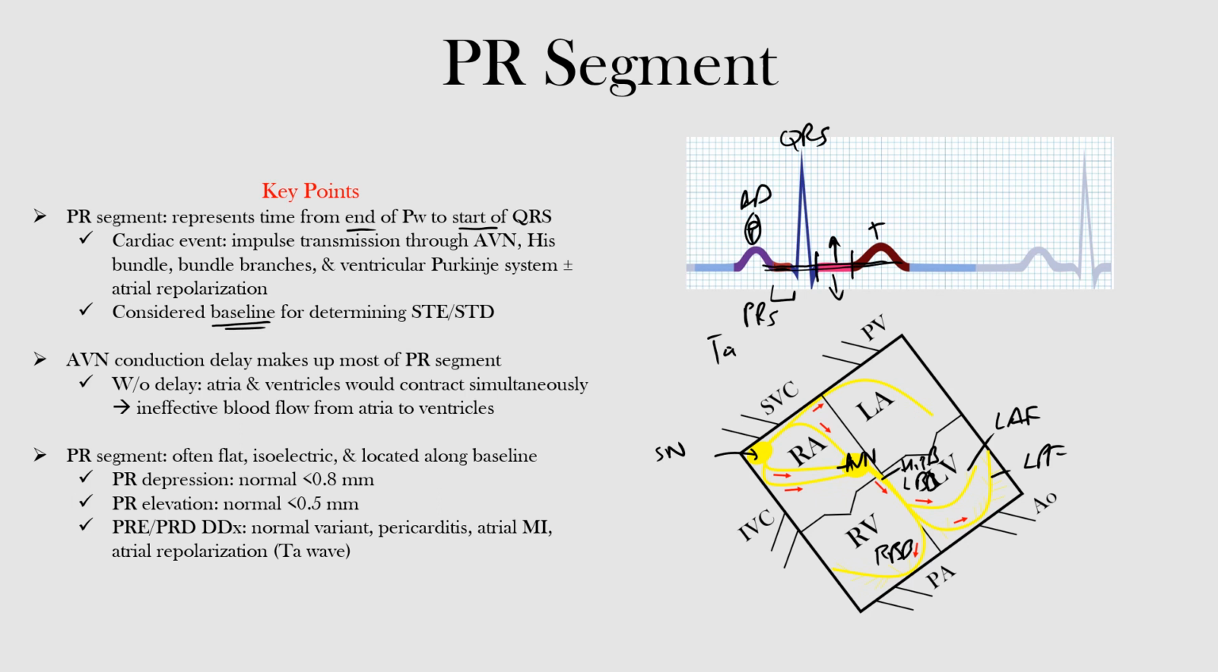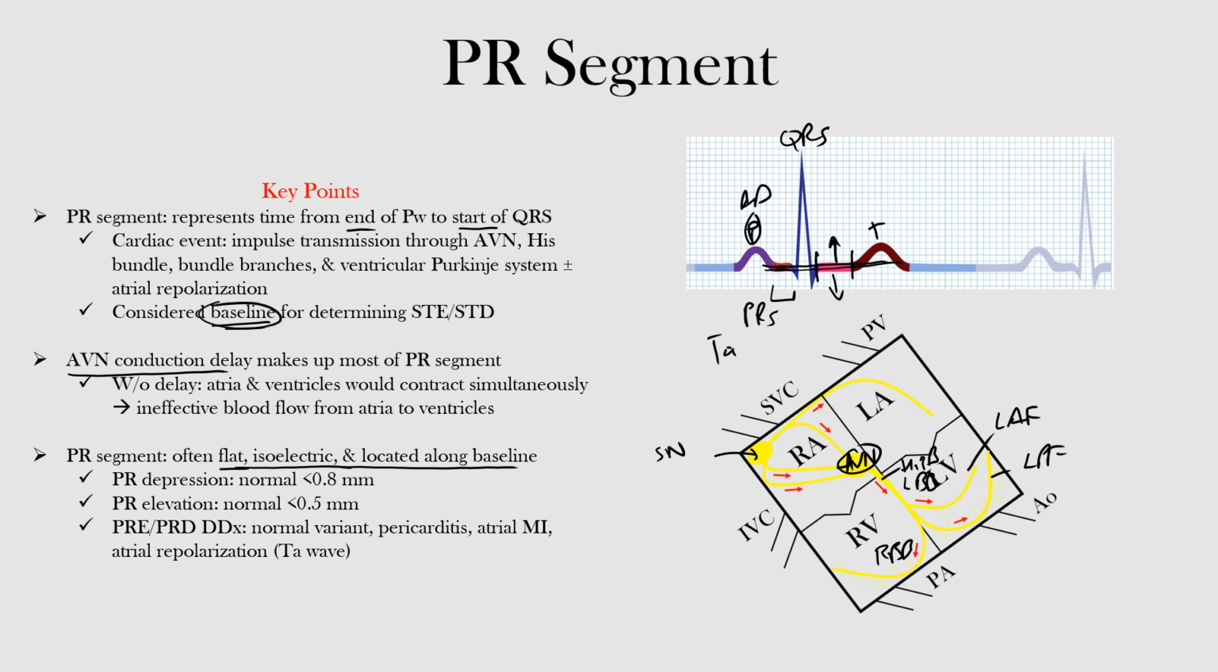Now, most of the PR segment represents AV nodal conduction delay. Something important here is this delay. It's a normal physiologic delay. Without this delay present, the atria and ventricles would contract simultaneously, and that would lead to ineffective blood flow from the atria to the ventricles. So having this delay at the AV node is normal and important for this process. The PR segment, we said, is flat, isoelectric, and often located along that baseline. We use that as our baseline or reference point.